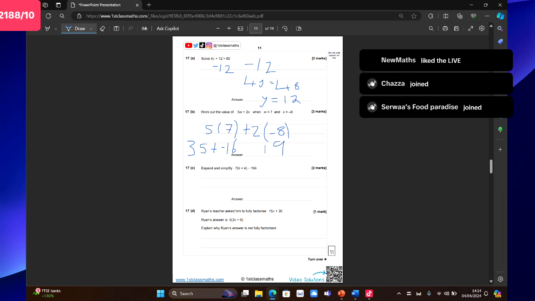Part C, expand and simplify here. This bracket here, I do 7 times h. That'll be 7h. 7 times 4 is going to be 28. And then subtract the 10h. Then collect my like terms. I'm going to write it as 28 minus 3h, because it's a bit neater like that. But you can, of course, write it as minus 3h plus 28. Either answer would suffice.